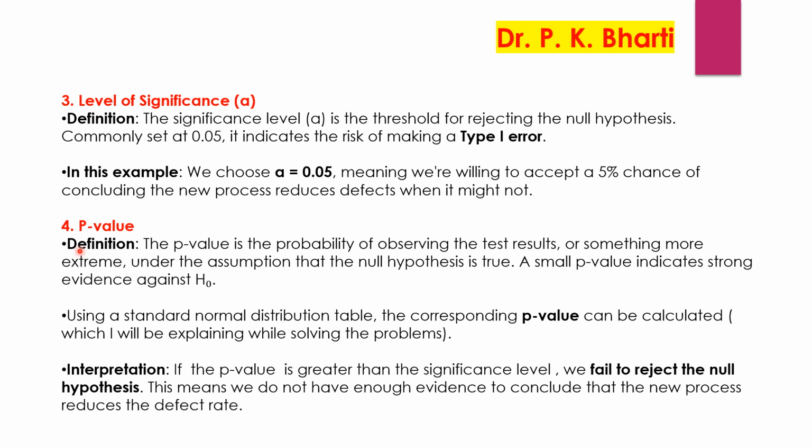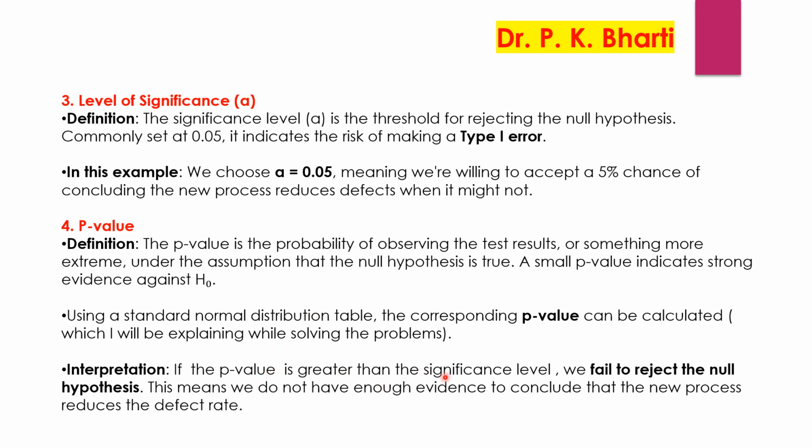The next step is p-value. The p-value is the probability of observing the test results or something more extreme under the assumption that the null hypothesis is true. A small p-value indicates strong evidence against the null hypothesis. Using a standard normal distribution table, the corresponding p-value can be calculated, which I will be explaining while solving the problems.